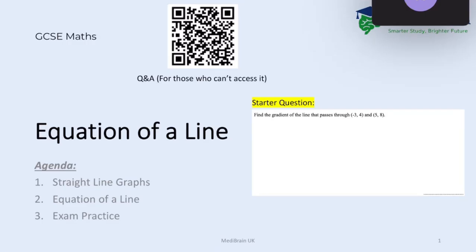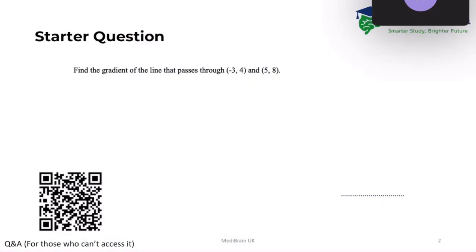So if we go through the starter question first, in the last lesson we looked at the gradient and the midpoint of a line. So this was a starter question based on what we've done in our last lesson. It says find the gradient of the line that passes through -3, 4 and 5, 8.